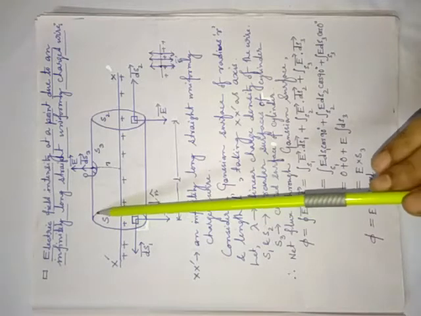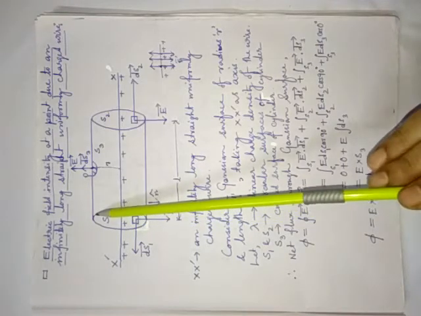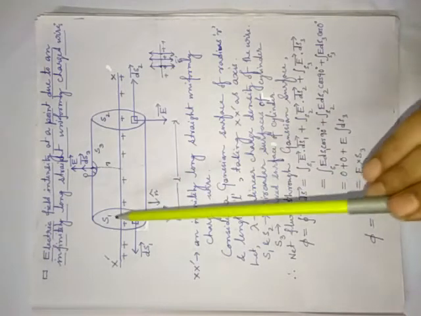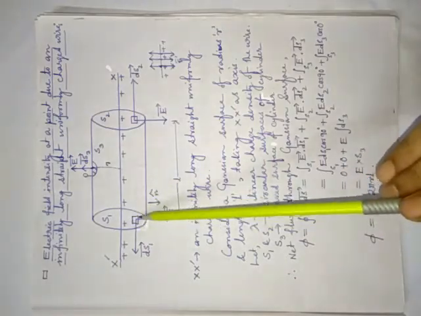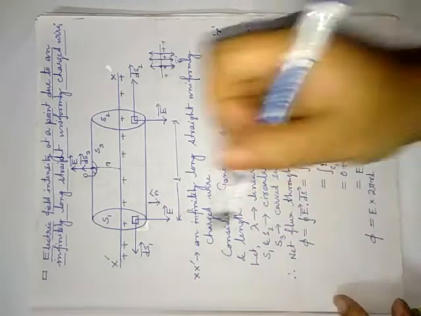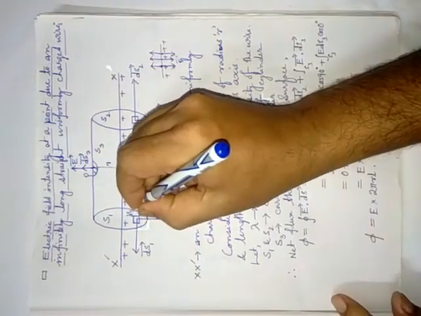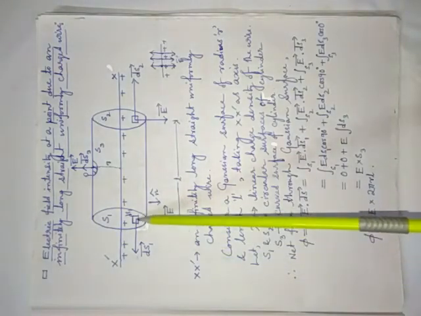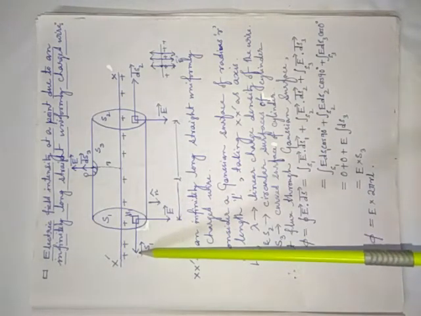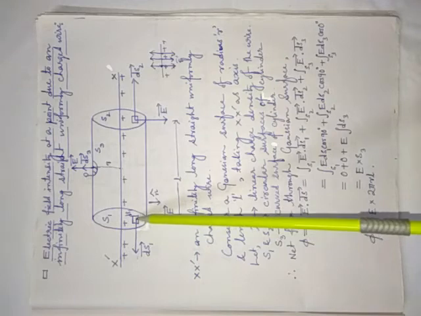Flux through S1 means this open surface only. Only surface is S1, the circular surface. Then E vector dot dS1 vector. Why? Suppose if you divide the whole surface S1 into small parts, then the small part is dS1, the area of the small part, and you draw an area vector here. This is the area vector dS1. dS1 is the area vector. Why? It is perpendicular to the small part dS1.